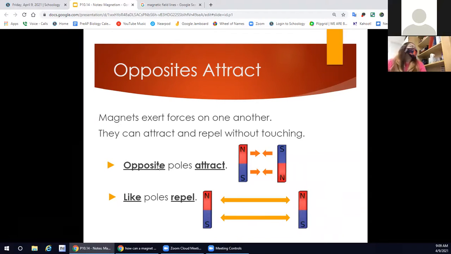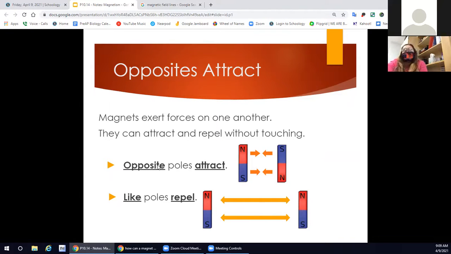Like poles are going to repel. So if you've ever flipped a magnet backwards and tried to force it together, you kind of can't push it all the way close. And that's because they're the same poles. They're not going to go towards each other if they are the same.